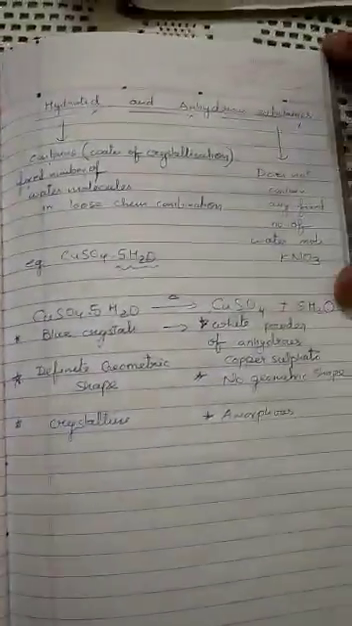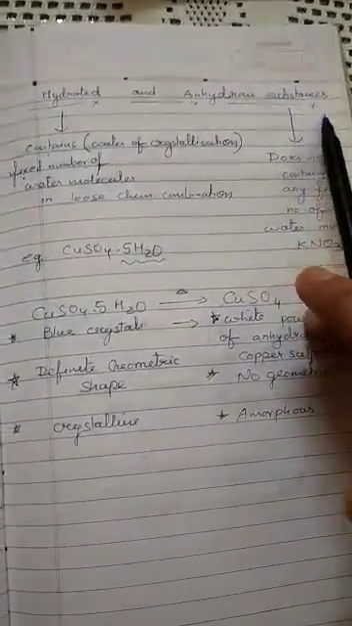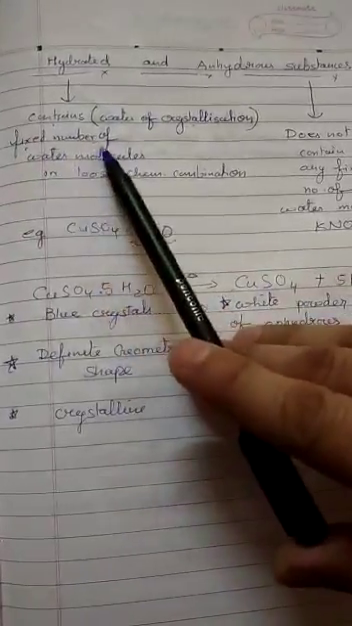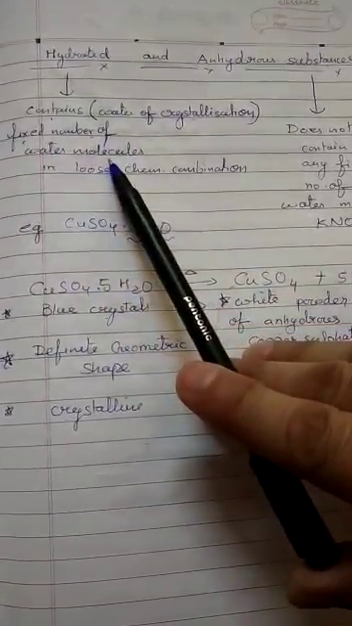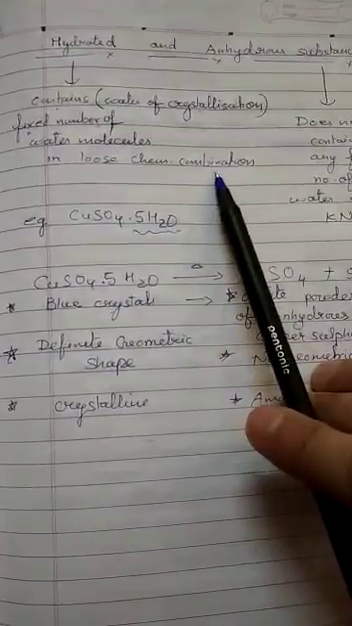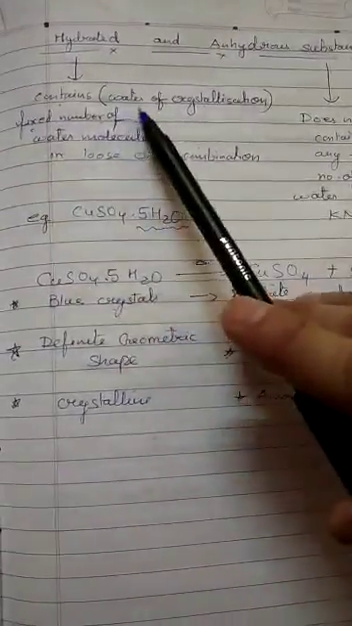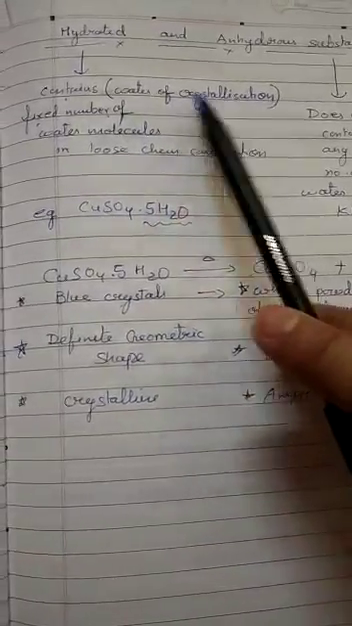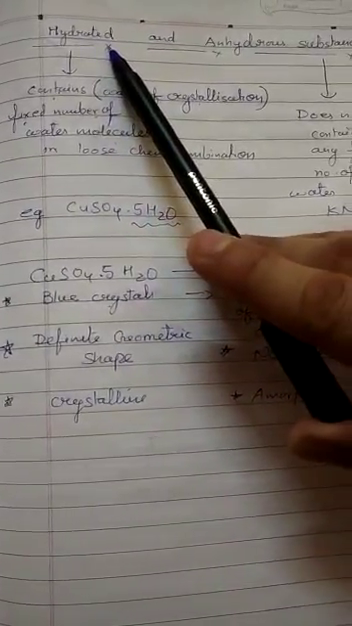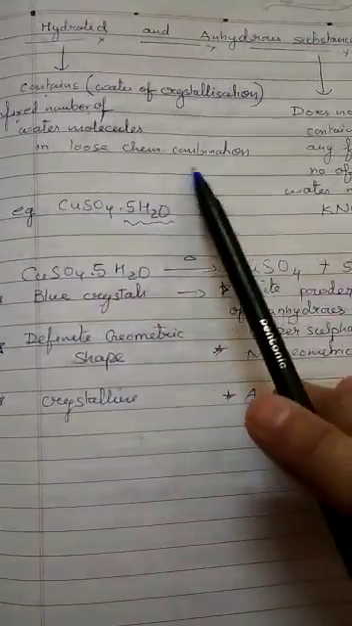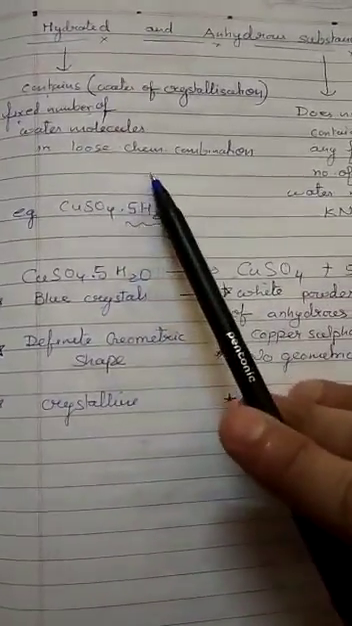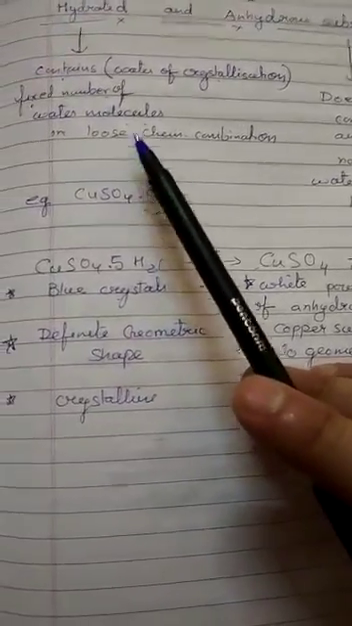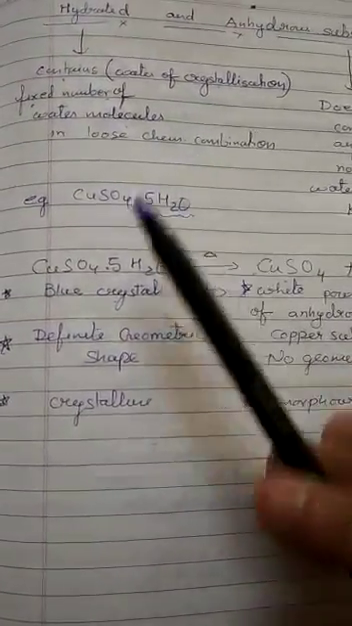Now we come to hydrated and anhydrous substances. Hydrated substances contain a fixed number of water molecules in loose chemical combination, which is called water of crystallization. So substances with water of crystallization are called hydrated substances. Loose chemical combination means that when the substances are exposed to the atmosphere or when they are heated, this water of crystallization will evaporate.